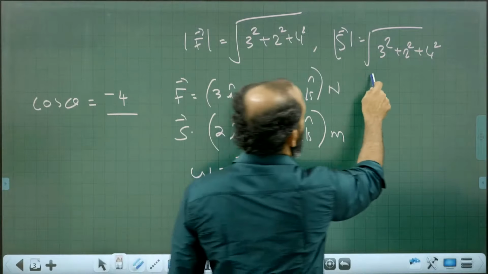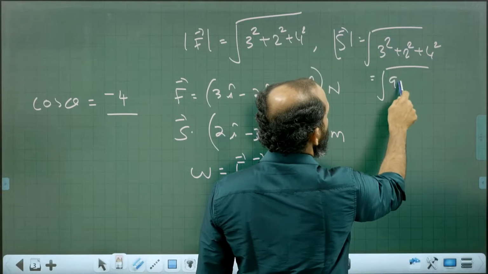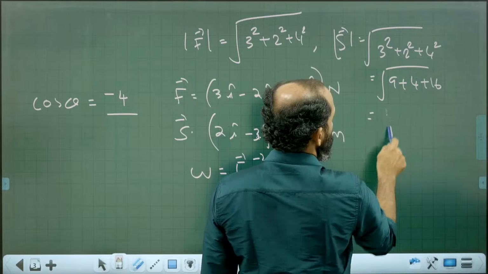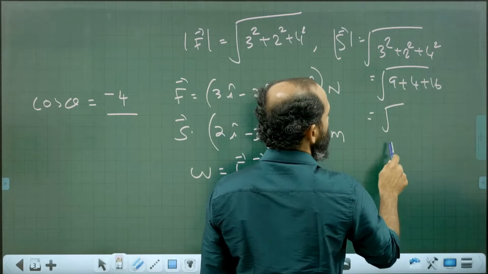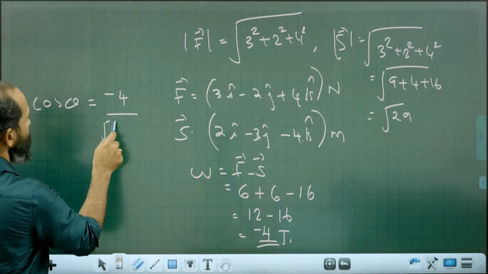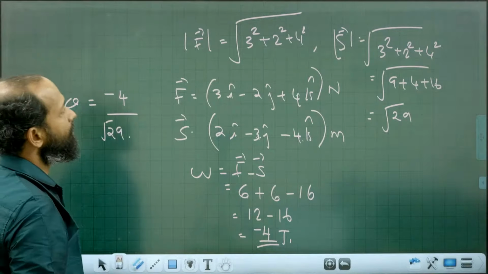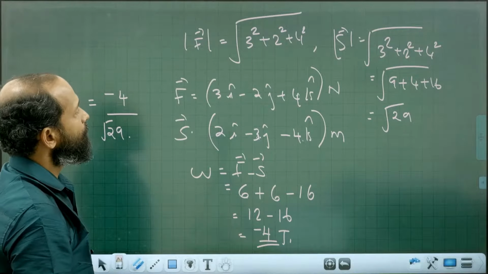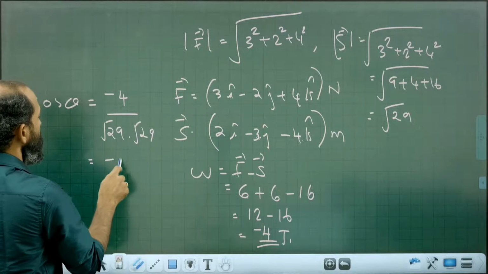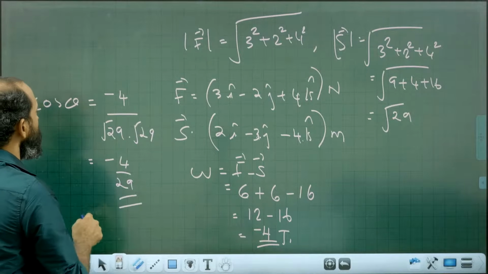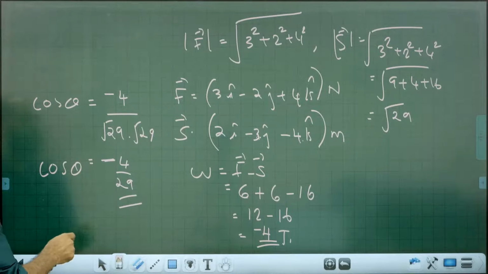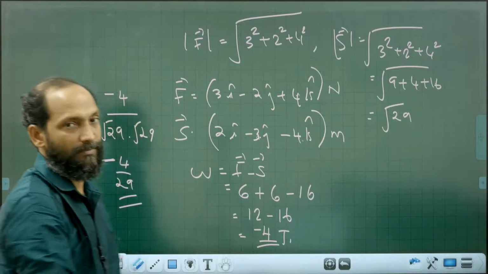How much is this? Square root of 9 plus 4 plus 16. That is 16 plus 9, 25, plus 4, 29. You get root 29. That is the modulus of displacement. The modulus of force is also the same, square root of 29. So minus 4 divided by 29 is cos theta. As cos theta is a negative figure, theta should be an obtuse one.